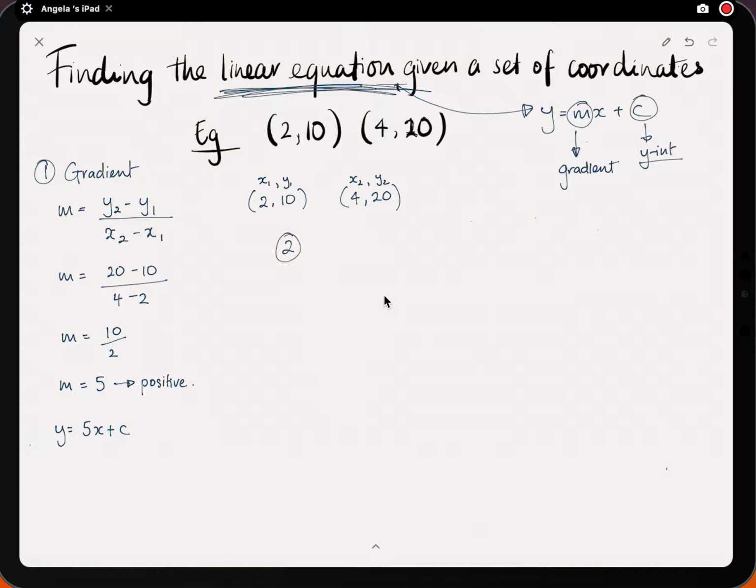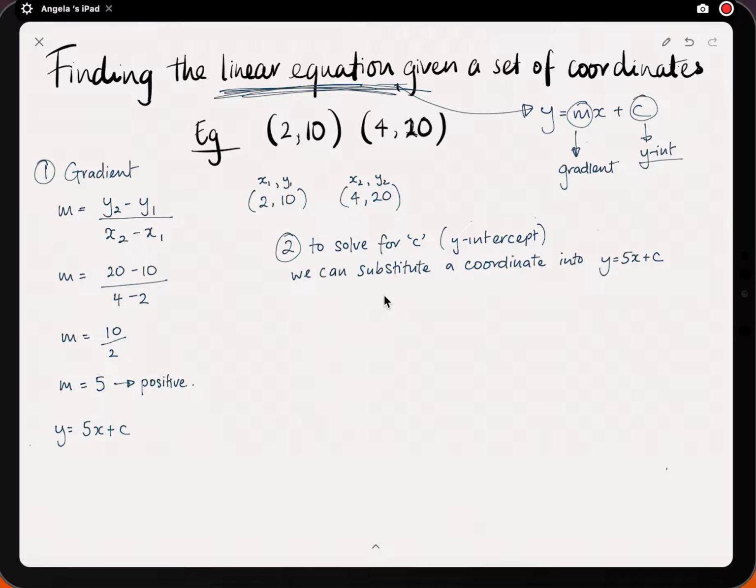So now the second step would be to solve for c. And remember, c is our y-intercept. So this is asking where exactly does this linear equation cut the y-axis. So in order to solve for c, we can substitute a coordinate into what we've now worked out so far, which is y equals 5x plus c.